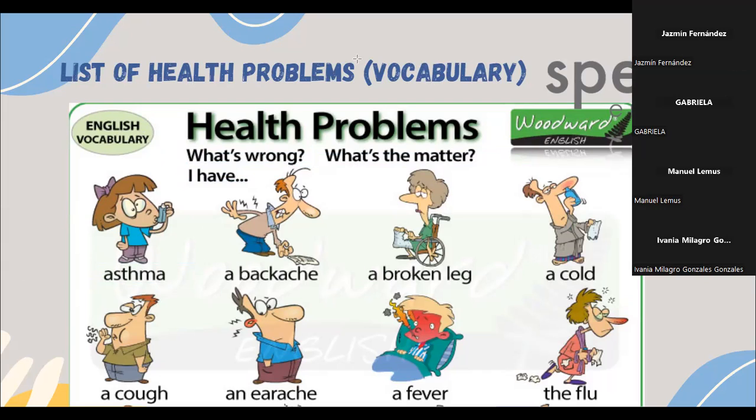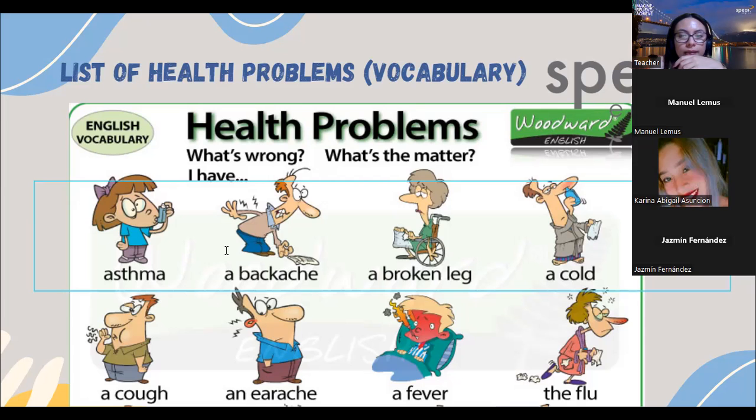So help me read the vocabulary. Let's go with Manuel. Can you help me read the first row, the first problems right here? Asthma, a backache, a broken leg, a cold. A cold. Very good. Just this one, Manuel. A backache. Every time you see these words, ache, you pronounce it like this, ache. And ache is like saying pain. It's a synonym. So a backache means that I have pain in my back.